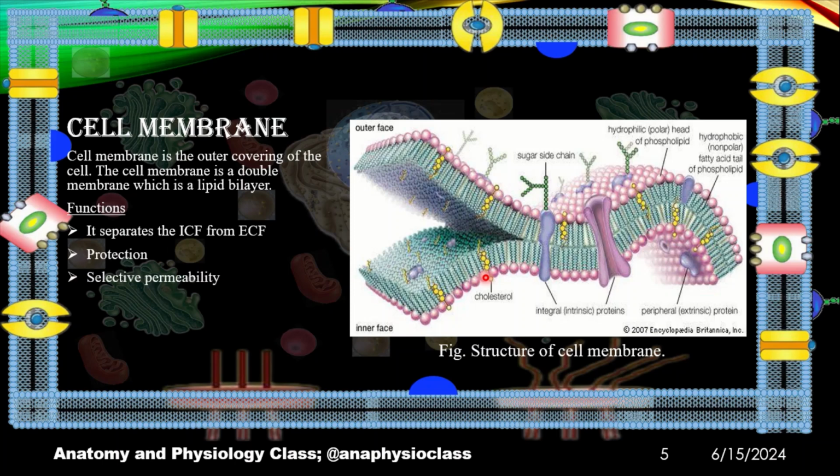Then selective permeability, which is one of the most important functions of the cell membrane, composed of different subfunctions, and we will discuss this when we come to transport across cell membrane. Selective permeability means it selects some substances to pass through it, and it doesn't allow some substances to pass through it, which is very, very important.